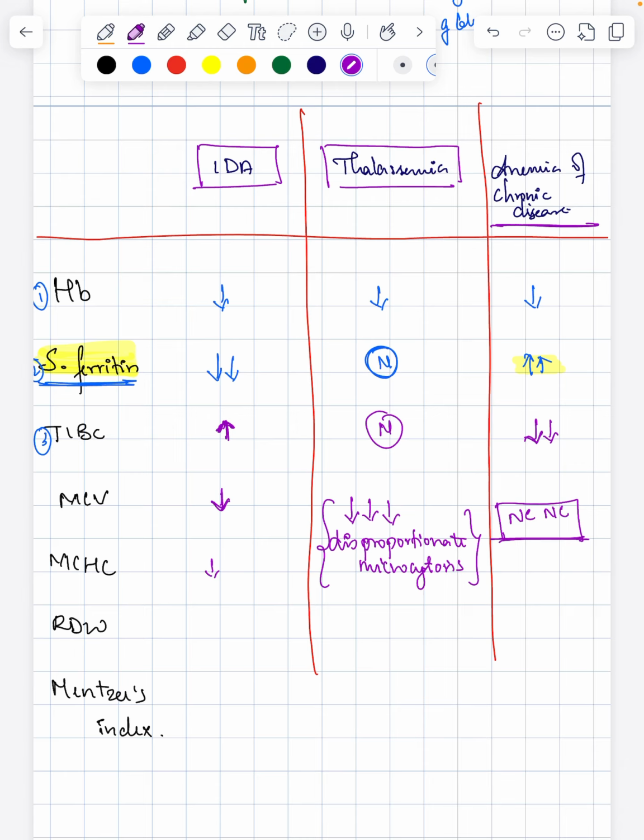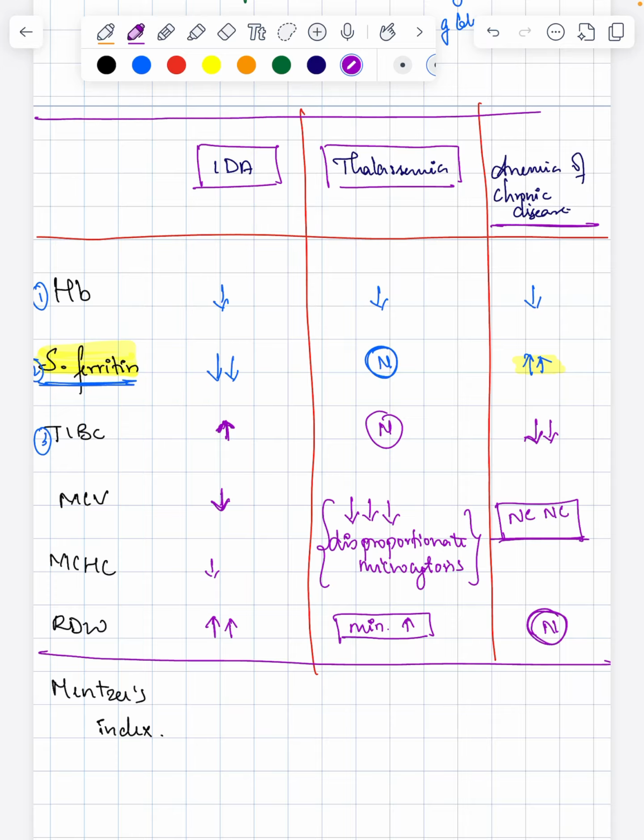Coming to your RDW. RDW is nothing but red cell distribution width. The red cell distribution width will be increased in iron deficiency anemia, minimally increased in thalassemia, and normal in anemia of chronic disease. These are the important differentiating features you need to know. It is a very important differentiating table that you have to know, and it will also be an important question for you.